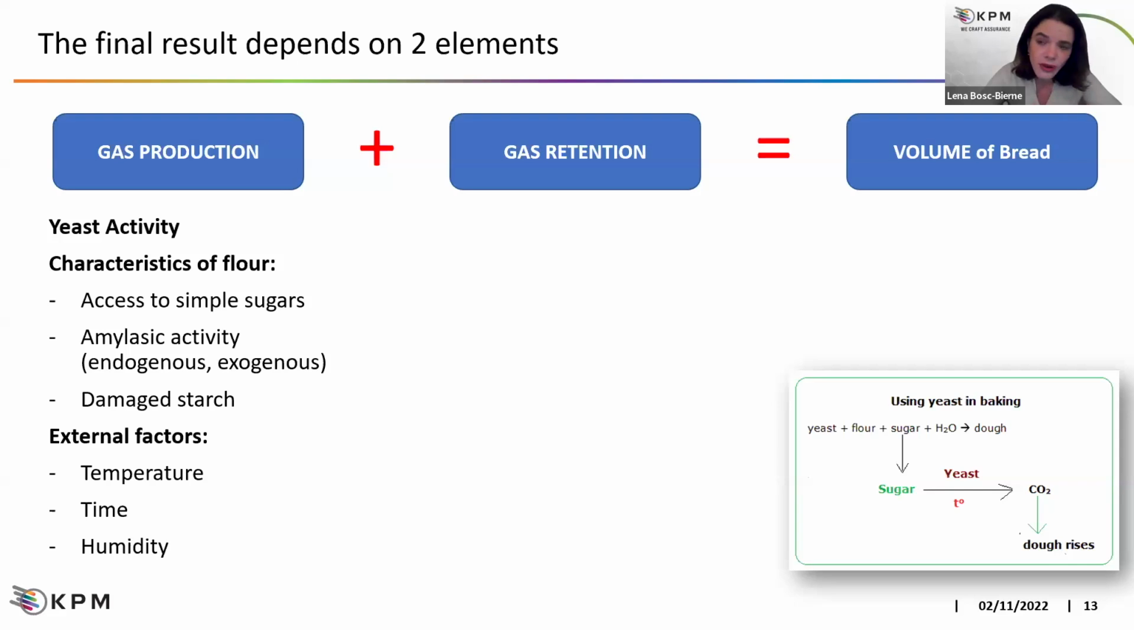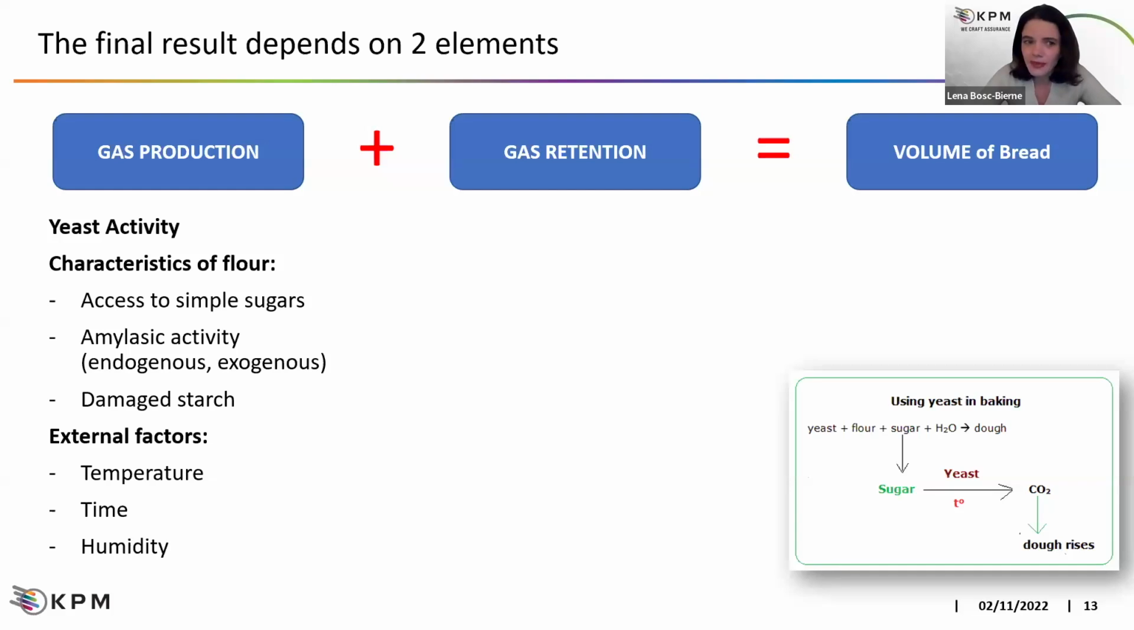But it is also linked to the characteristics of the flour. Do we have enough free sugar? And to have free sugar, we need amylasic activity. Do we have amylase in the formulation? Does the flour have enough damaged starch, or too much? This is a question of balance. And then you have all the external factors. Is it summer, winter? How long do I have? Do I need a long fermentation to really develop the flavors, or do I need a very short one to be efficient?